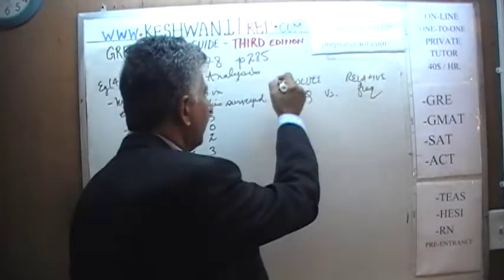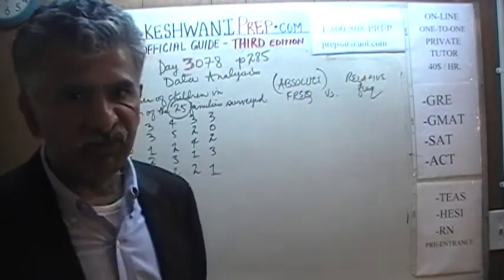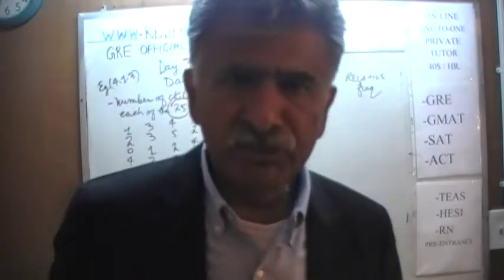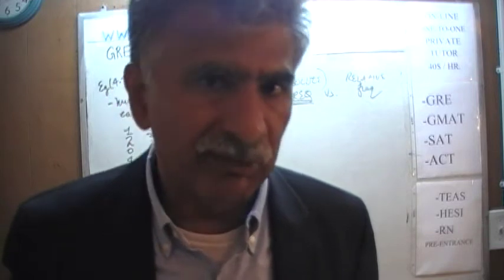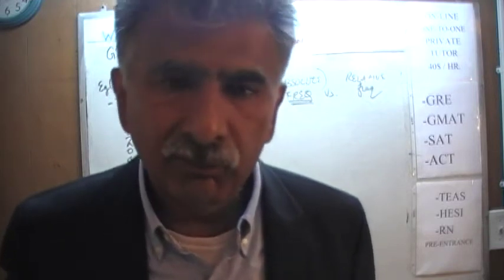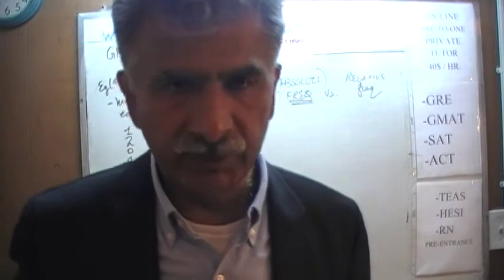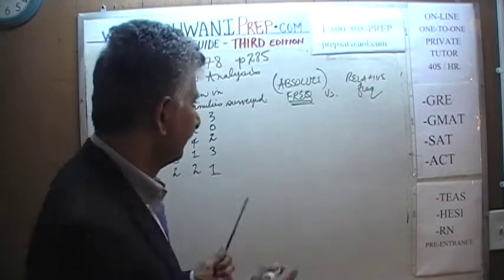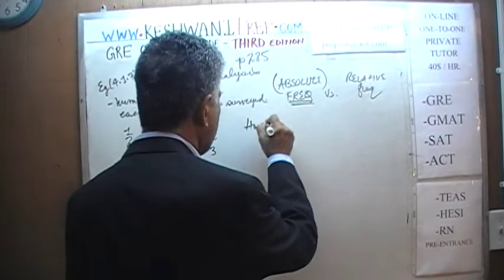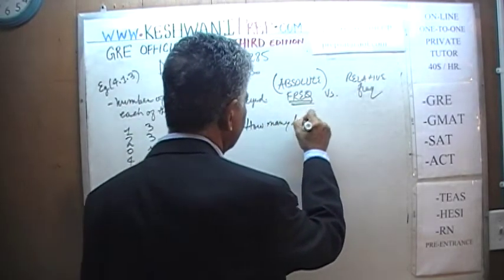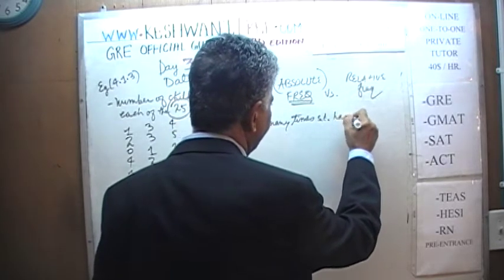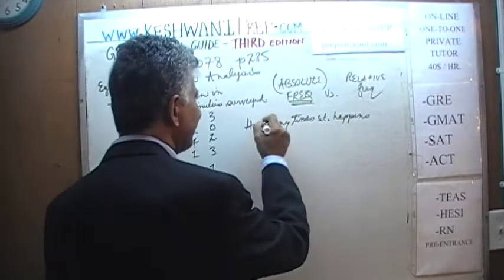Most of the time when we're talking about absolute frequency, people do not say absolute frequency, people simply say frequency. So what's the difference between when one is talking about simply frequency and when one is speaking of relative frequency? That's what we want to understand. Absolute frequency simply tells us how many times something happens. And that's the absolute frequency.